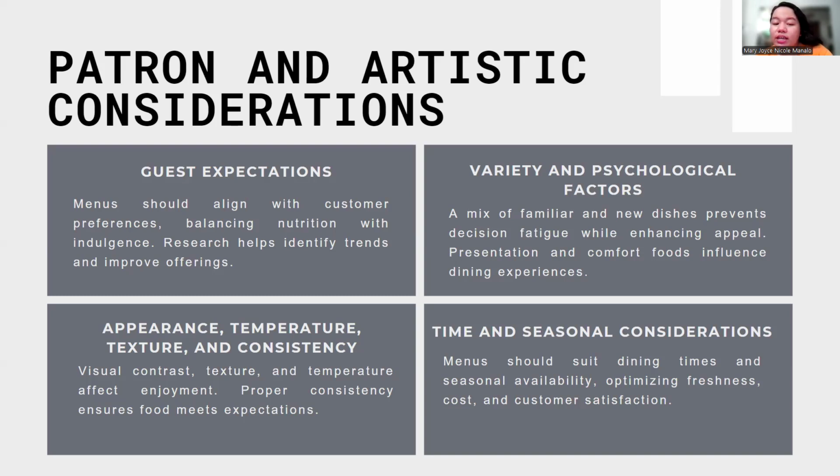Texture and consistency impact enjoyment. So crispy, chewy, and creamy textures add variety, preventing monotony. Proper consistency ensures expectations are met. So for example, mashed potatoes should be smooth.